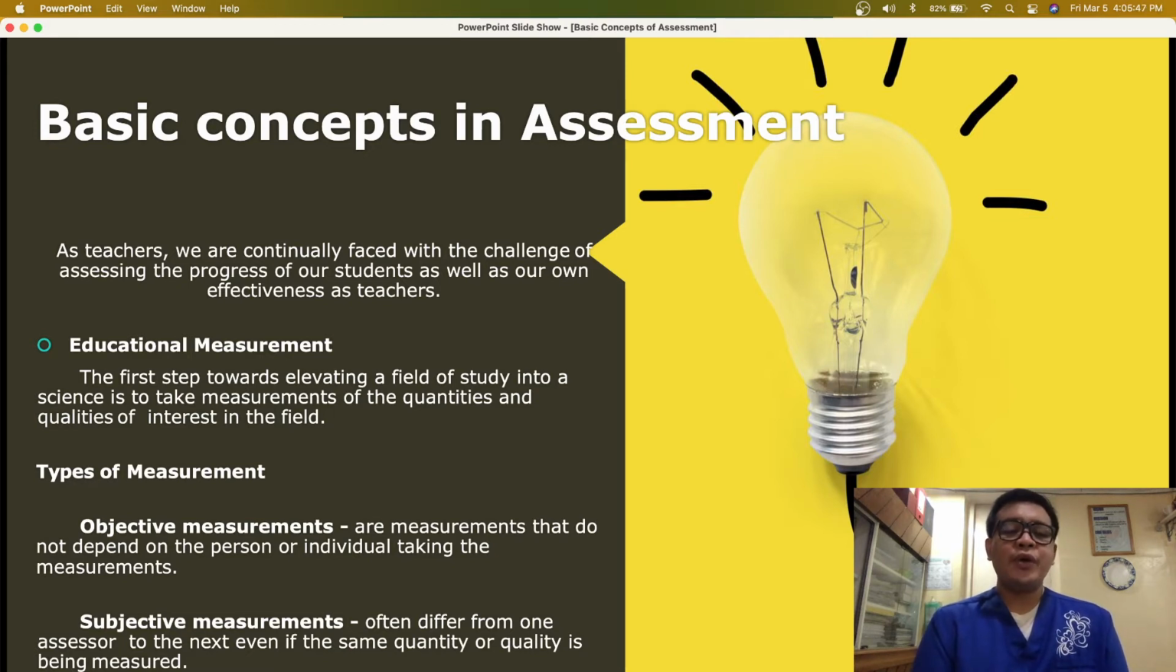If we're going to talk about objective measurements, these are measurements that do not depend on the person or individual taking the measurement. On the other hand, subjective measurements often differ from one assessor to the next, even if the same quantity or quality is being measured. Okay? So this is actually being noticed by the student itself. But objective is what you're able to assess or observe in your student.